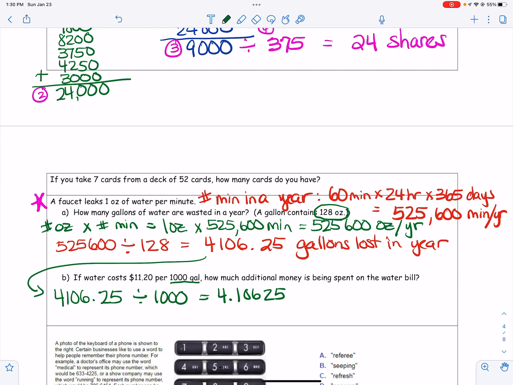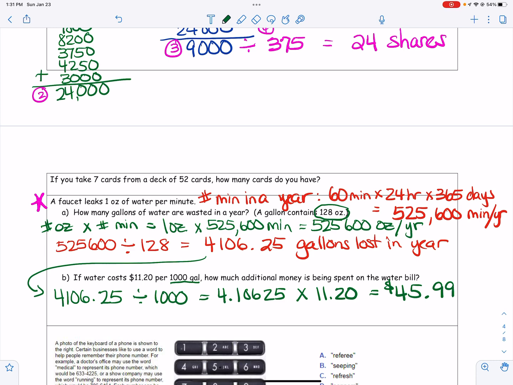So now that I have that, that tells me how many thousand gallons are in that 4,106.25. And I'm going to multiply it by the price that they give us. And so when I multiply that out, that says that I will have to pay $45.99 additional on that water bill for the leak.